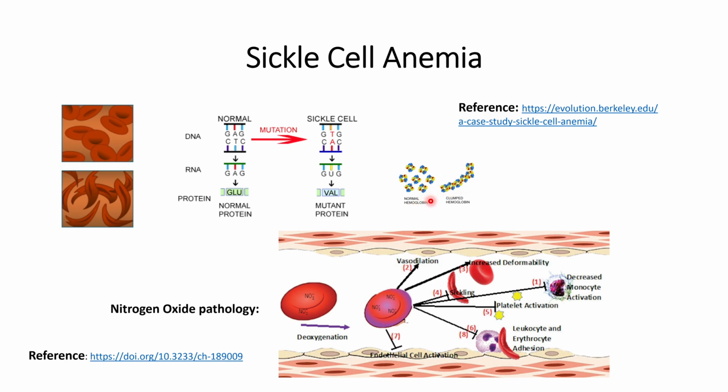And this clumped hemoglobin will not be able to provide enough oxygen, which is required for the normal functioning of the blood cells. There have been various studies done to overcome sickle cell anemia, and one of the strategies presented here is the nitric oxide pathway. What people have observed is that when the sickle cells are treated with nitric oxide, there is some improvement.